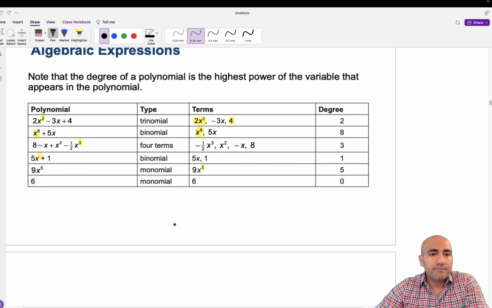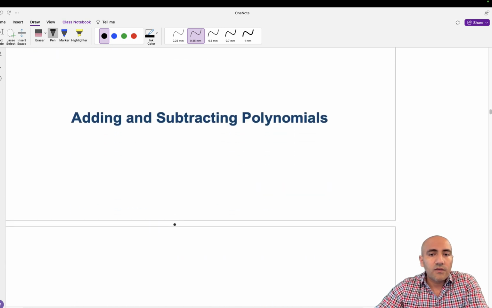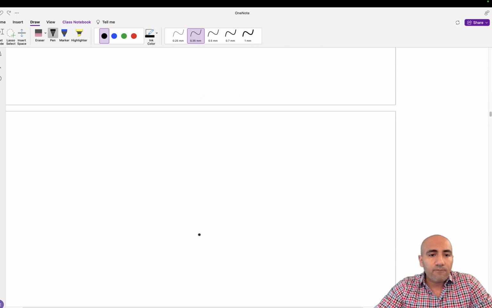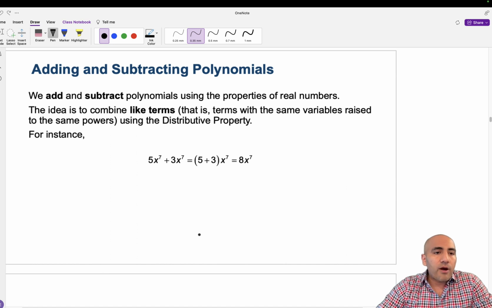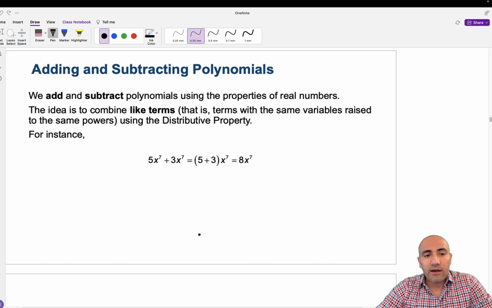All right, moving on. So adding and subtracting polynomials. This is really easy. Adding and subtracting polynomials. So we add and subtract polynomials using properties of real numbers. The idea is to combine like terms. So that is terms with the same variables raised to the same powers using the distributive property.